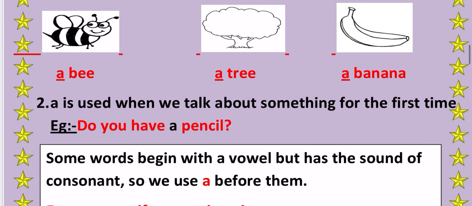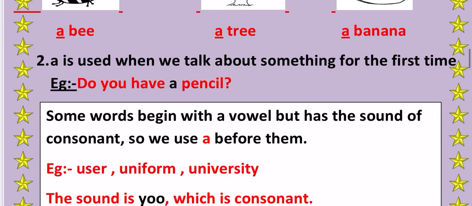Second thing, when we talk about something for the first time, then we use a. For example, do you have a pencil? I have not talked about that pencil earlier. I am talking about it for the first time. So the most important thing is a is used whenever there is a consonant sound. What are consonants? The letters other than vowels.